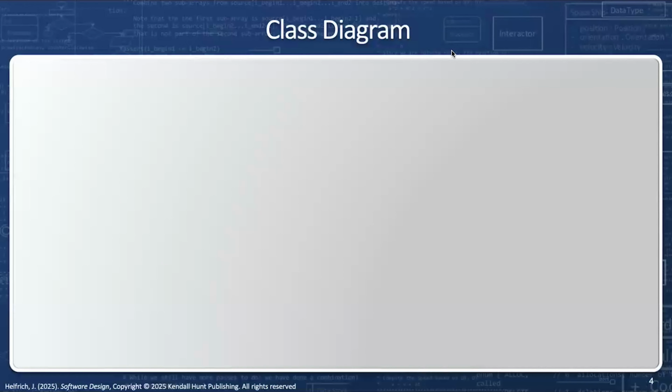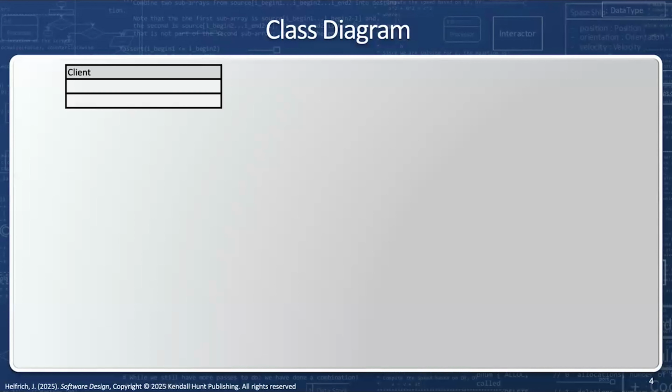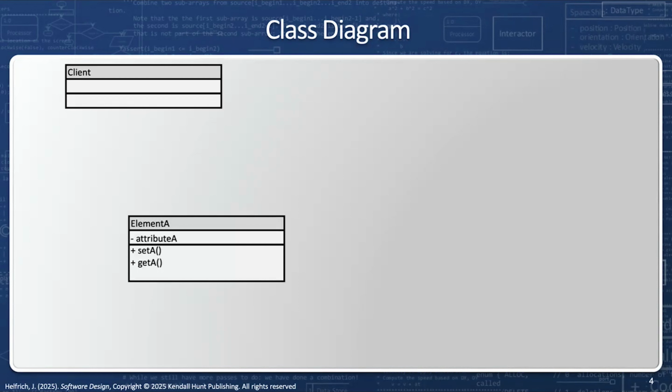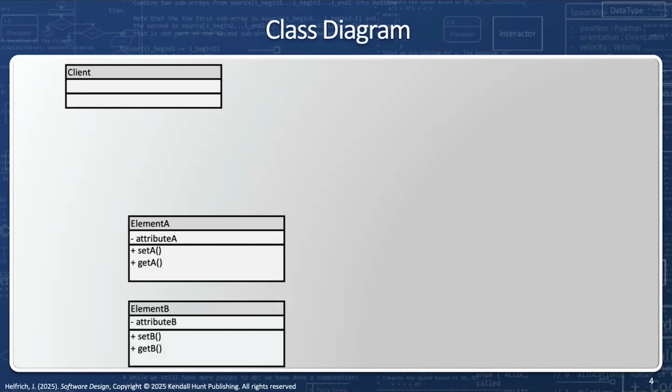Let's take a look at the class diagram. We're going to start with the client, and the captain is the client in the previous example. And the client is going to want to talk to element A and element B. Now observe, element A and element B have nothing in common. They have a completely disjoint set of attributes. They have a completely disjoint set of interfaces.